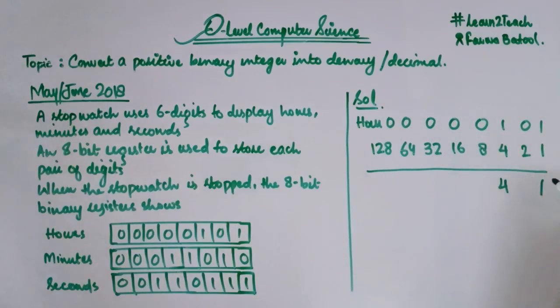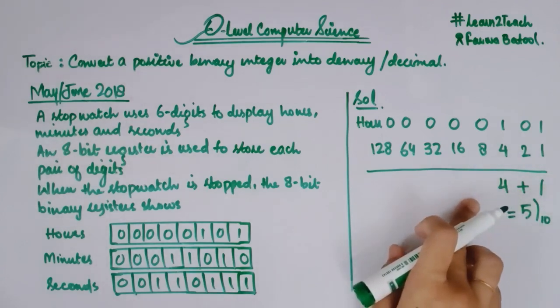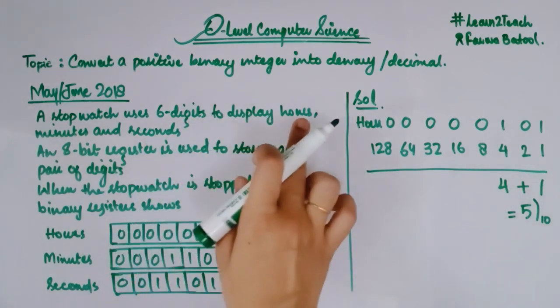So the last step is I am going to sum it out. 4 plus 1, that is 5. Okay, so this is the required denary or decimal number.